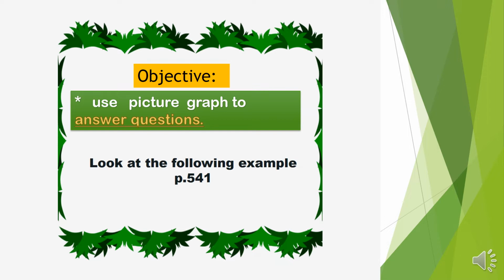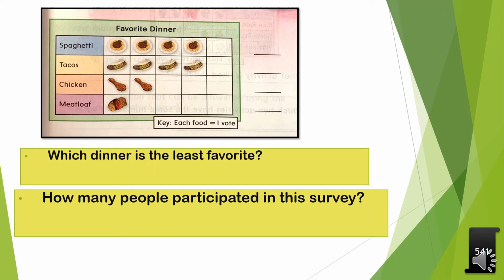Please look at the following example in your math book, page 541. So now let's analyze this picture graph together. It's about favorite dinner. When I say the word analyze, you need to look carefully at the picture graph so you're able to find information or answer questions. Now, I want you to use the data in the picture graph here. Then you write the number of votes for each dinner. Don't forget, each picture of food here represents one vote. So you need to count the number of pictures to have the number of votes for each one.